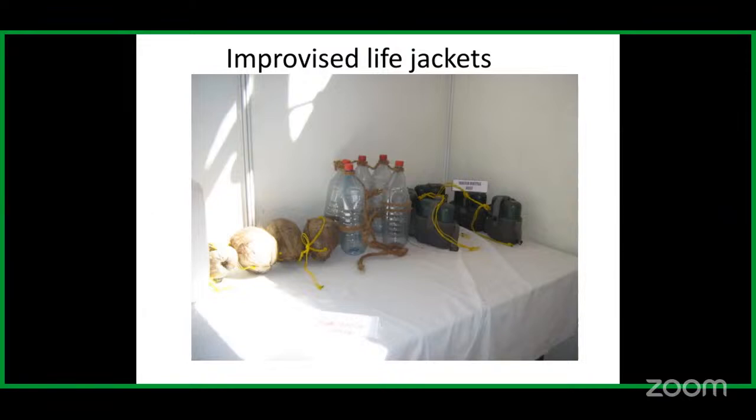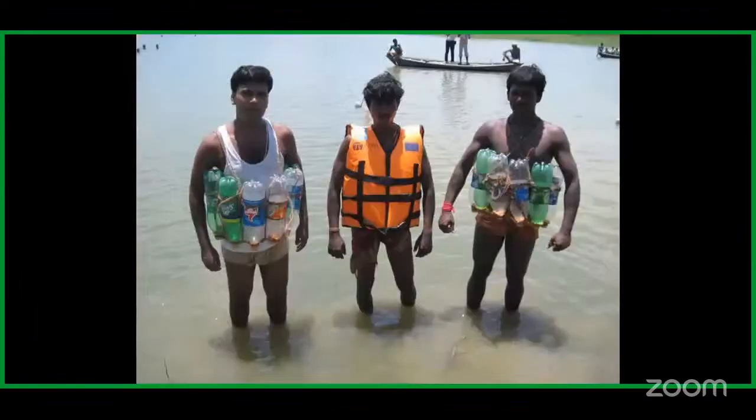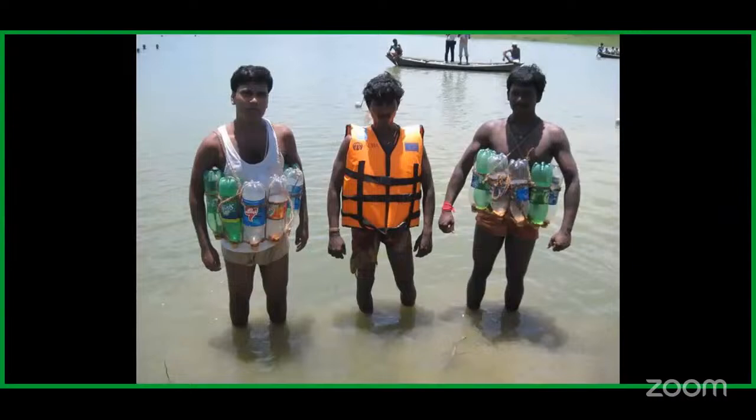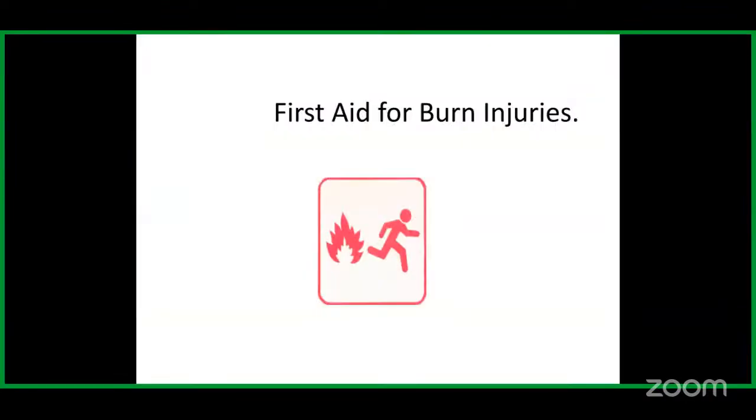This is from an exhibition on disaster management where this photo was taken. Then you can see one of our trainings at Odisha, where these youth were asked to prepare the life jacket using bottles. They prepared them, tied them on themselves, and once they enter the water, you can see that they float. The person at the center has a standard life jacket. On both sides, you can see locally available material.